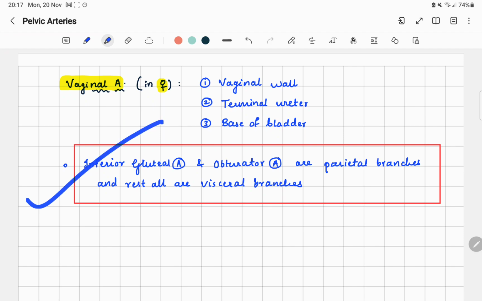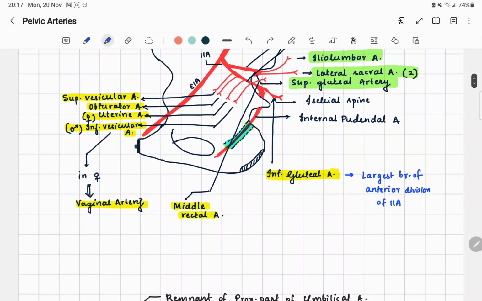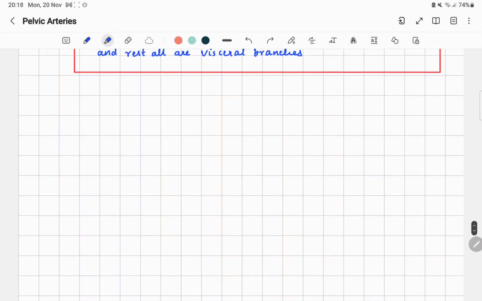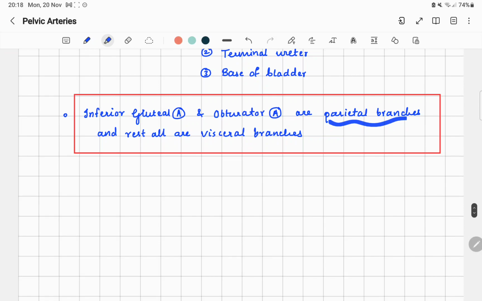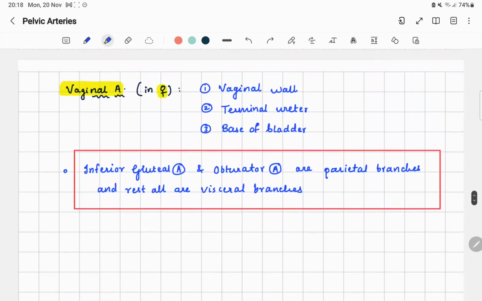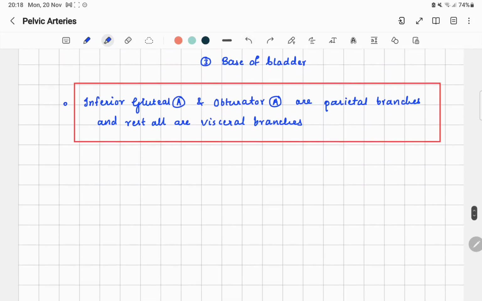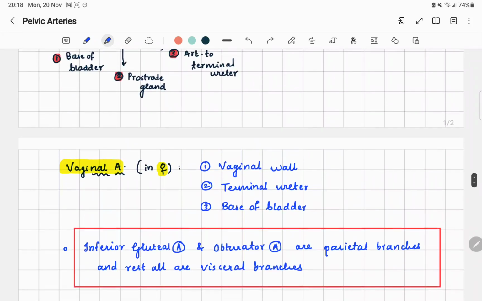The inferior gluteal artery and the obturator artery are parietal branches, and the rest are all visceral branches, okay. So the obturator artery is one of the parietal branches, and the inferior gluteal artery is also a parietal branch, okay. The rest are all visceral branches. So this completes our pelvic arteries. Let's move on to the next part.